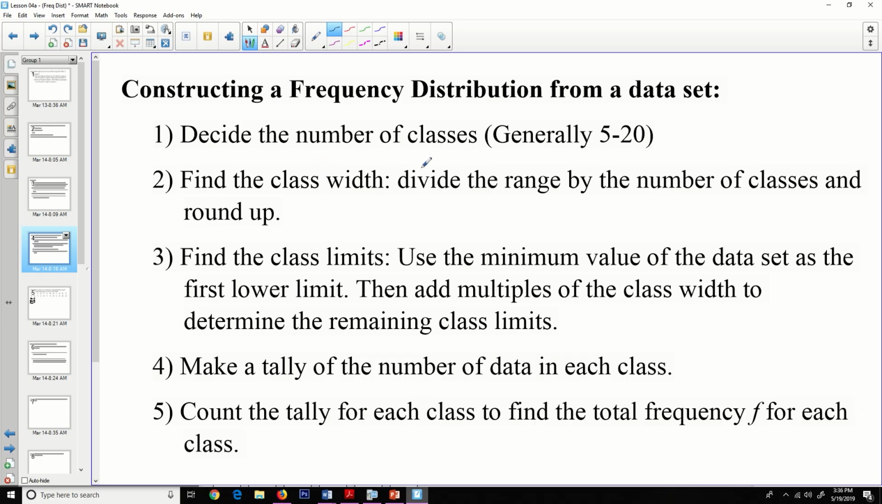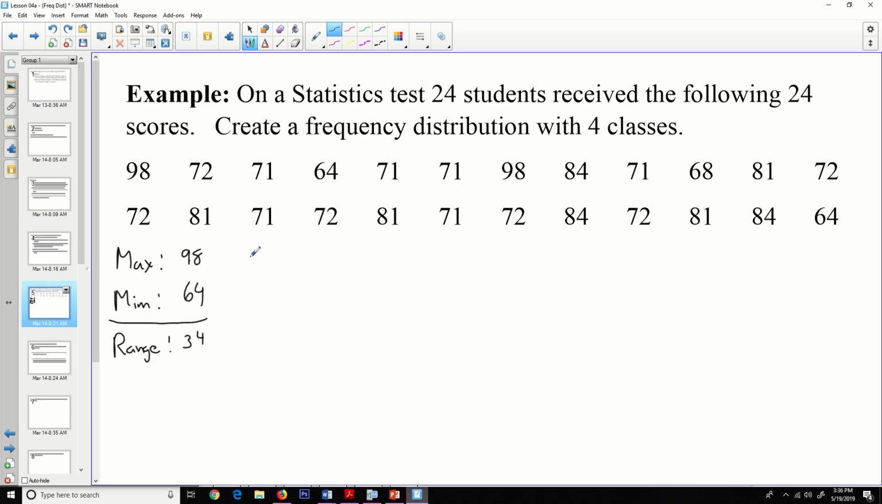So going back to this list of steps, we're going to use 4 classes, and then we want to find the class width. So we're going to divide the range by the number of classes and round up. So our class width is going to be 34 divided by 4, and that is 8.5. So my class width is going to be 9.